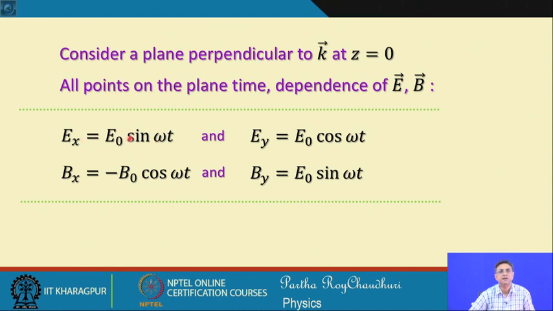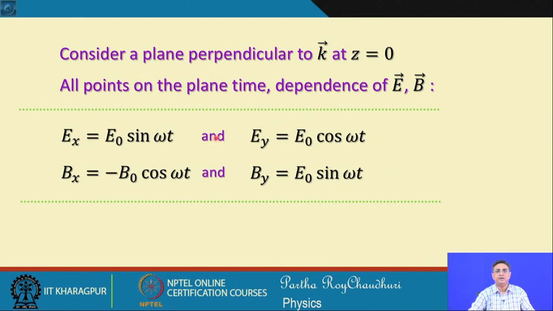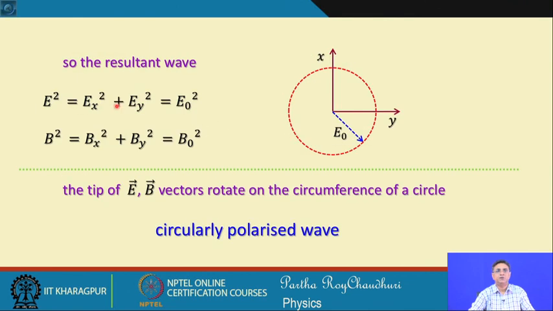So, E x can be represented as E 0 sin omega t, and E y will be represented as E 0 cosine omega t. And similarly, for the magnetic field you can write this equation. Now, look at this situation: if you look for the amplitude of the total wave, if you take the square and add them, you get this equation, the resultant amplitude square will be equal to E 0 square, which is constant, and this equation reminds you of the equation of a circle, E x square plus E y square equal to some constant square.